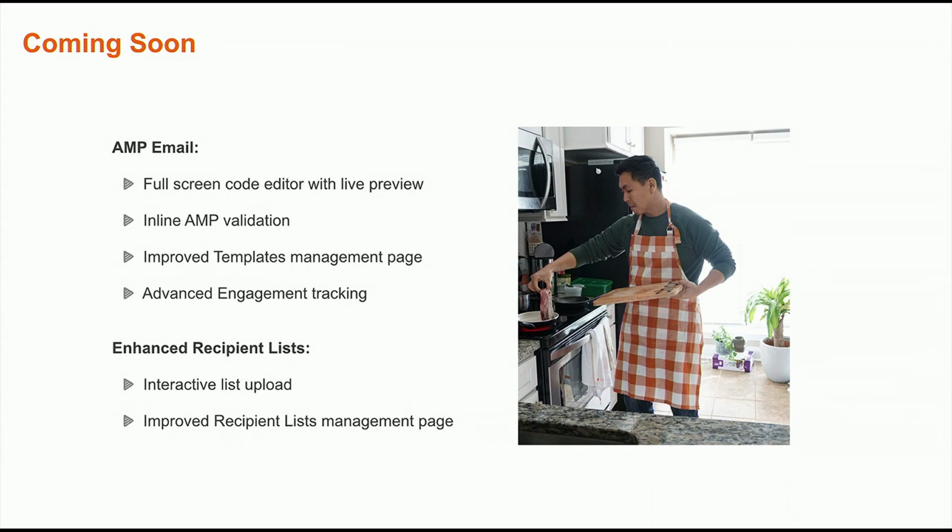So for AMP for email, in just the next 2 months, we'll be rolling out a full-screen code editor, as well as inline AMP validation that you've come to expect in the AMP playground. We'll be providing an improved templates management page, and later this year, what we're calling an advanced engagement tracking. More to come there, so stay tuned. Last but not least, enhanced recipient lists, an interactive list upload, as well as improved recipient lists management page. We're really, really excited about what's to come for email, and we hope you get started today.